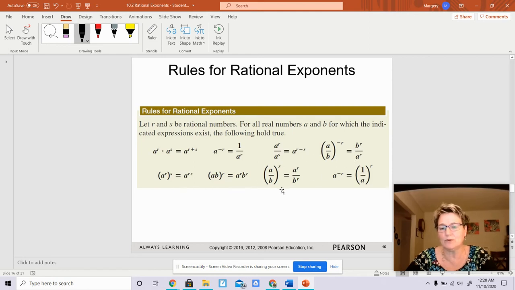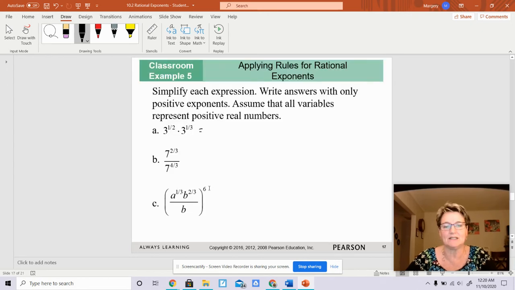These are the same rules for exponents that we've dealt with in the past. And if you go over them one more time, it makes everything easier. So let's go ahead and start some examples. We have 3 to the 1/2 times 3 to the 1/3.